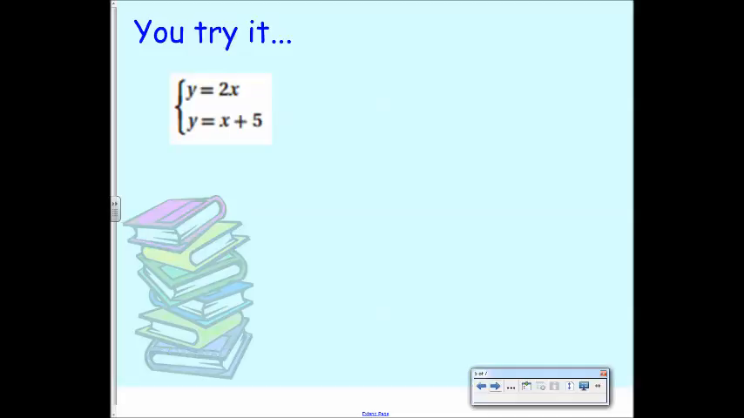So I want you to try solving the systems of equations using substitution. So for example, in my equation number 1, I know that y equals 2x. Which means instead of writing y in equation number 2, I can write 2x. So I take out the y and plug in 2x. So my new equation, equation number 3, says 2x equals x plus 5. All right, 2x equals x plus 5. Now what?